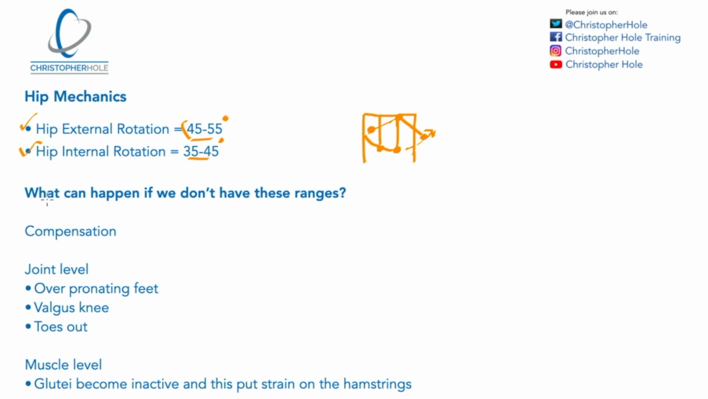But what can happen if we don't have these ranges? So again, it's not just these ranges. There might be some other things, but these are a valuable piece to the puzzle. Now, essentially, what we're going to get is compensations occurring. So at the joint level, now obviously this does involve the muscles as well, but with regards to how joints line themselves up, what we might see is overpronating feet, a valgus knee, and toes out.